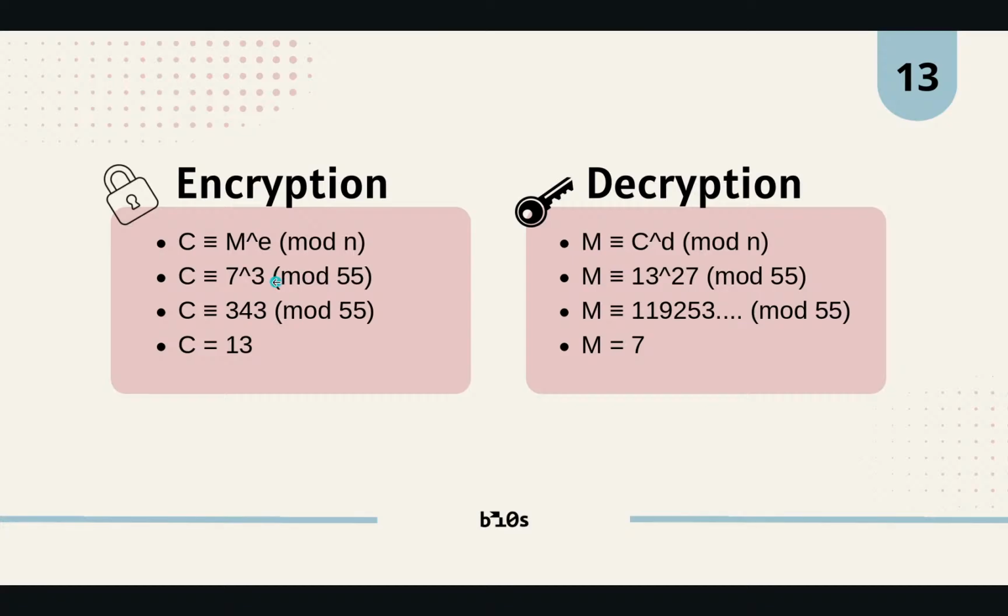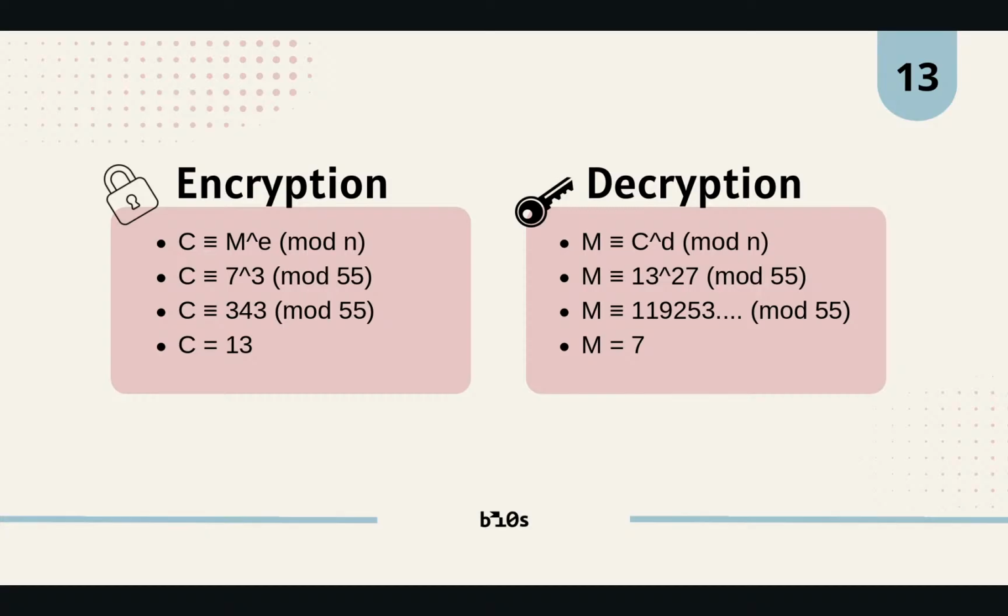We raise it to e, and that is 7 raised to 3. And we take it modulo 55. So 7 raised to 3 is 343. We take the number modulo 55, which is the remainder when you divide by 55. And that number is 13. So that's the ciphertext, right? C equal to 13. The next step would be decryption.